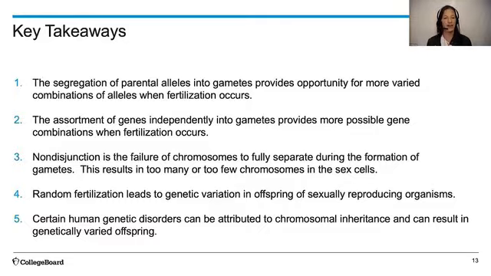Number 3, non-disjunction is the failure of chromosomes to fully separate during the formation of gametes. This results in too many or too few chromosomes in our sex cells. Random fertilization leads to genetic variation in offspring, specifically of sexually reproducing organisms. And lastly, certain human genetic disorders can be attributed to chromosomal inheritance and can result in genetically varied offspring.